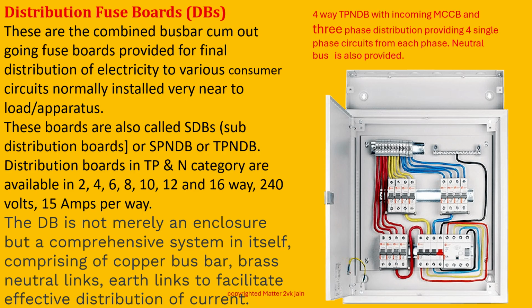The DB is not merely an enclosure but a comprehensive system in itself, comprising copper busbars, brass neutral links, and earth links, to facilitate effective distribution of current.